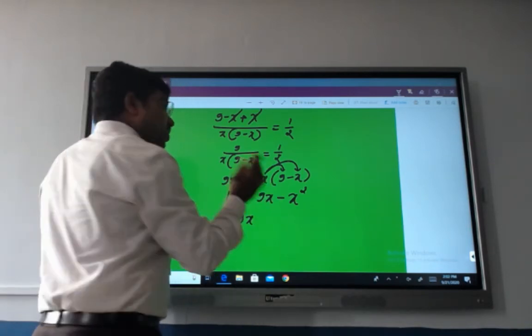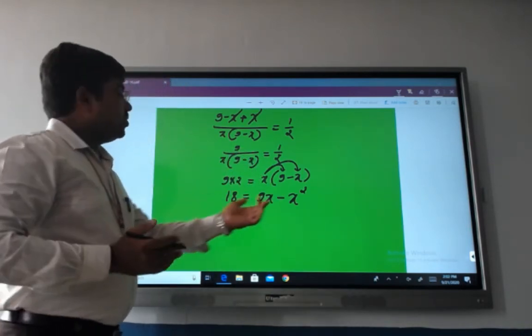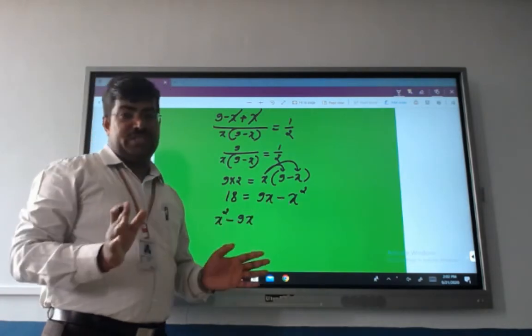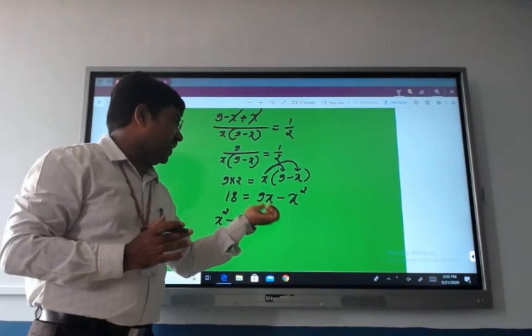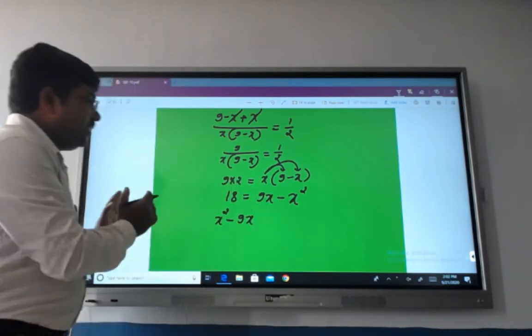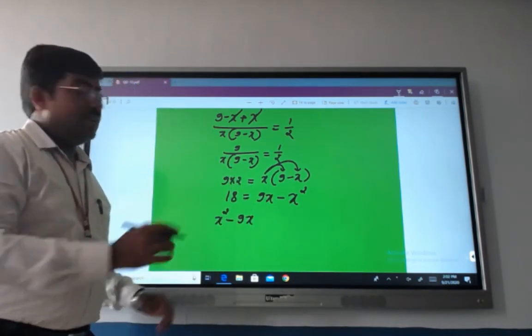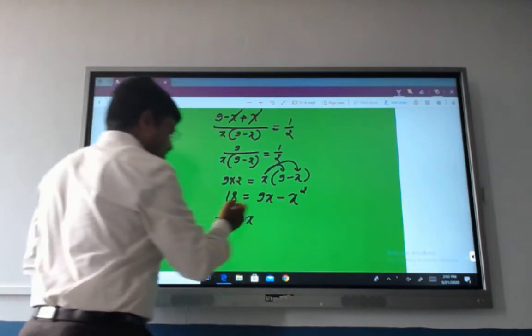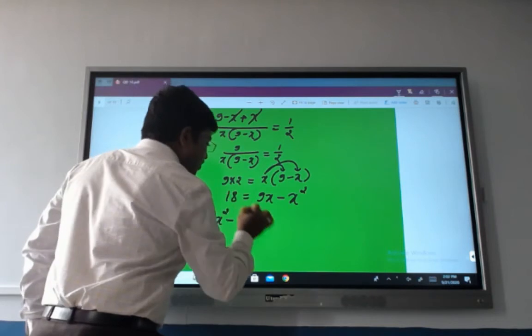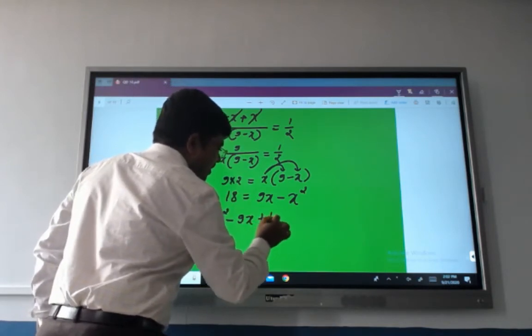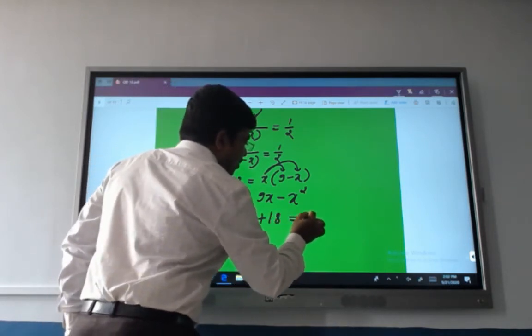Not the complete term. If you are going to take the complete term, that is, shift the complete expression 9x minus x square, then the sign will not change. So taking one by one, minus x square becomes plus x square, plus 9x becomes minus 9x. So keep this 18 here only. This is equal to what will come? 0.